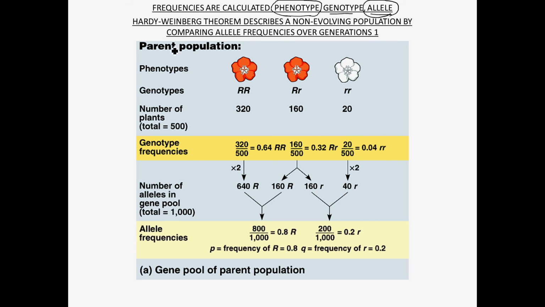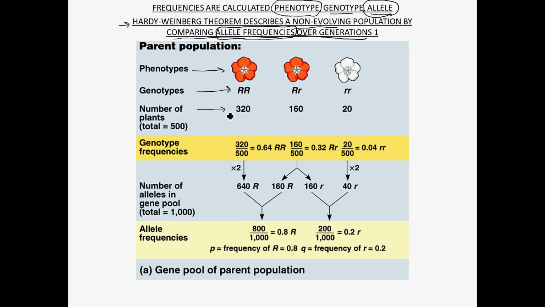phenotype. Now, this Hardy-Weinberg equilibrium, this Hardy-Weinberg theorem describes a non-evolving population by comparing allele frequencies, right, over the generations. So we need to get down to this allele frequency bit here. So how do we figure out the allele frequency? Well, again, here is what we see. We see phenotypes. We can infer genotypes from some of these, right?